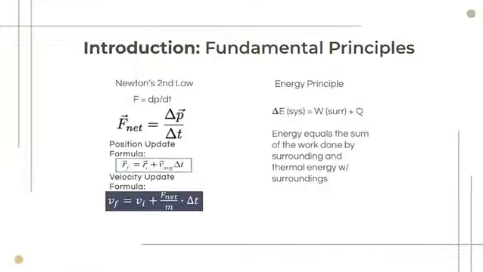So for some of the fundamental physics principles that we're looking at today, the first one is Newton's second law, which we've seen in all the previous labs, and we'll also be using the derived formulas of the position update formula and the velocity update formula. The second one is a new one, the energy principle, and this will be the main principle we're looking at in today's lab. In this one, the change in energy of the system is equal to the work done by the surroundings and the thermal energy exchange with surroundings, which is given by the variable Q.